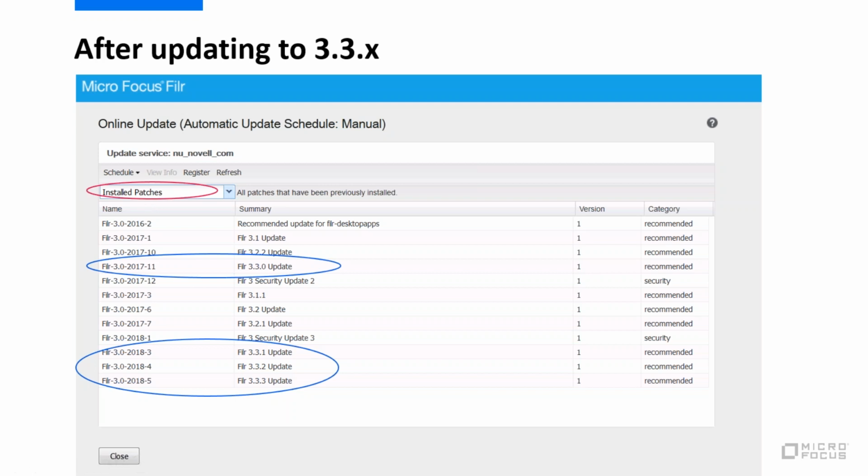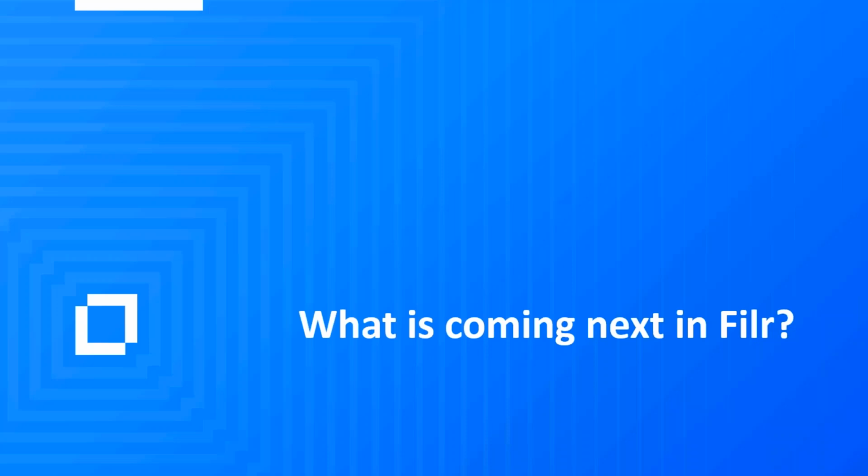So that's that easy. It takes a bit of time to pull in all the RPMs from MCC or SMT, but then you don't need to do anything. You don't need to spin up a new appliance and then get the update. So it's pretty easy. So that's what we have done in Filr 3.3.